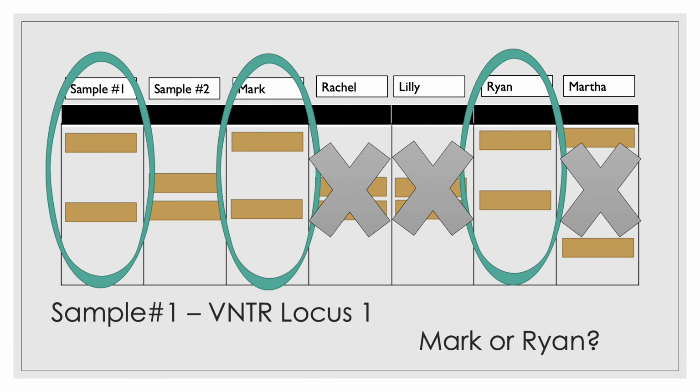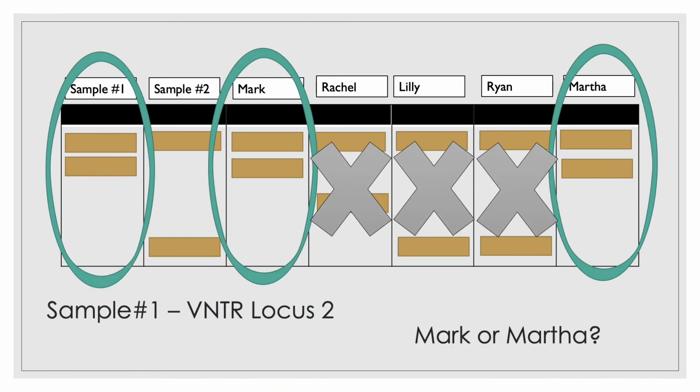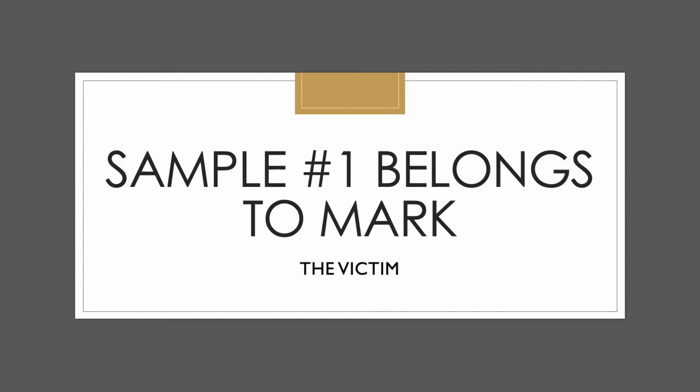Looking at the first VNTR locus, sample number 1 is being analyzed and compared, and as you can see, Mark and Ryan are the only 2 that match both alleles for this given locus, which excludes Rachel, Lily, and Martha from being considered a match. Going on to VNTR locus number 2 for sample number 1, Mark again positively matches both alleles, but Martha now instead of Ryan positively matches for both alleles of this sample. So taking both the VNTR loci and comparing the 2 positive matches from locus number 1 to locus number 2, you can see that Mark is consistent, positively identifying him as a match for sample number 1, which makes sense since he is the victim.